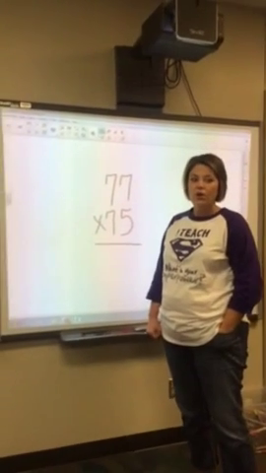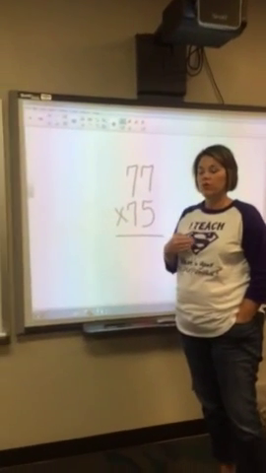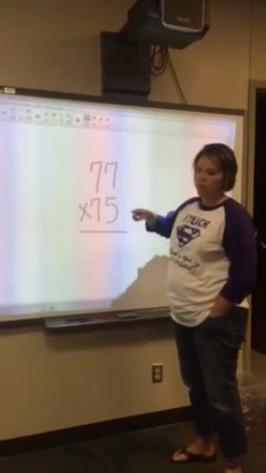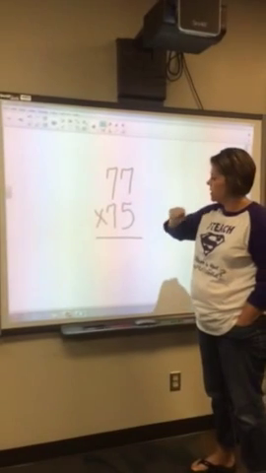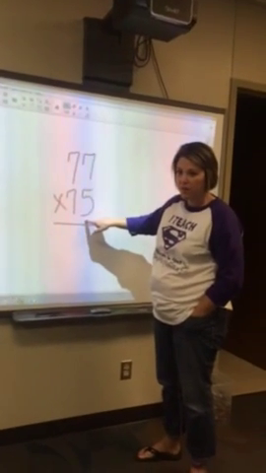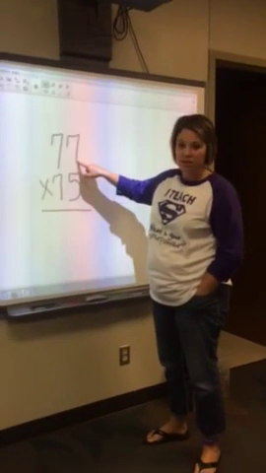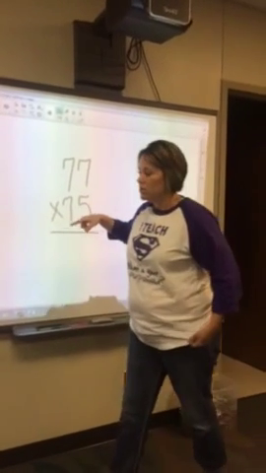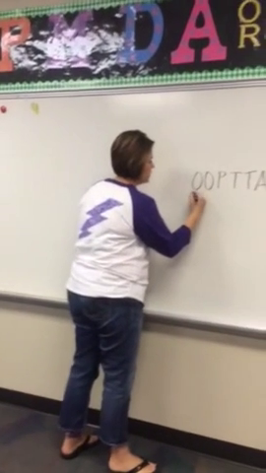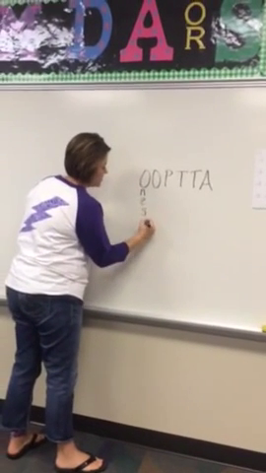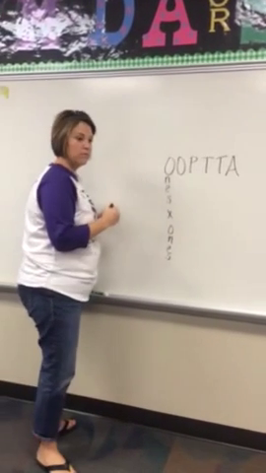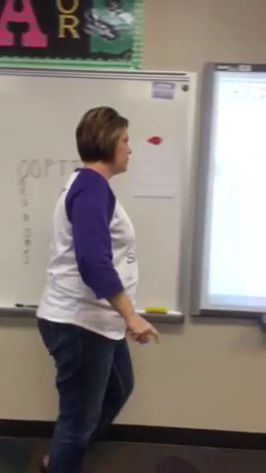Okay, you ready? Oopta tells us the order to multiply a 2-digit by a 2-digit. The first step in multiplying a 2-digit by a 2-digit is multiplying the number that's in the ones place on the bottom by the number that's in the ones place on the top. So the first O stands for ones times ones. Okay, so let's go ahead and multiply.